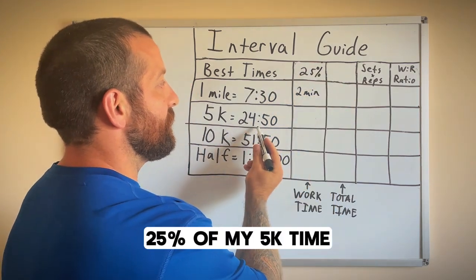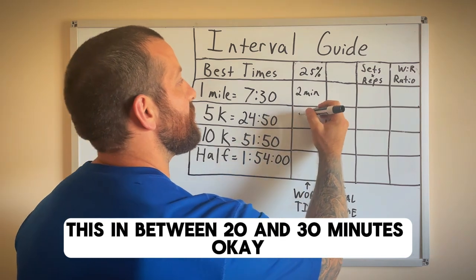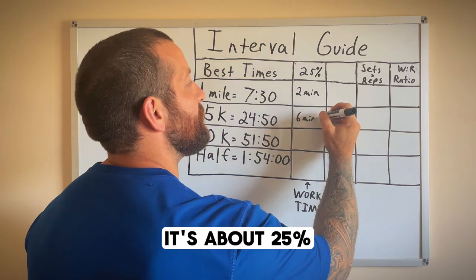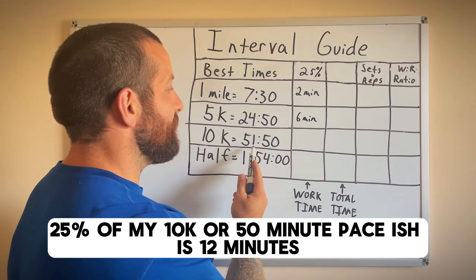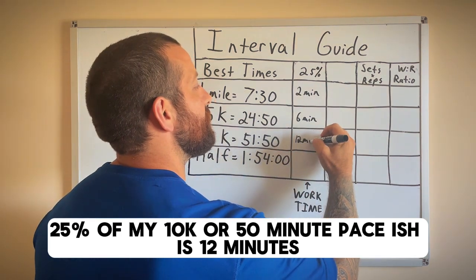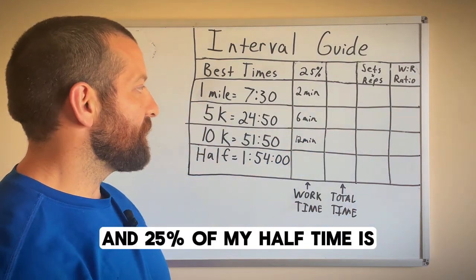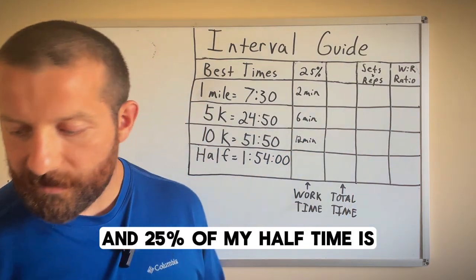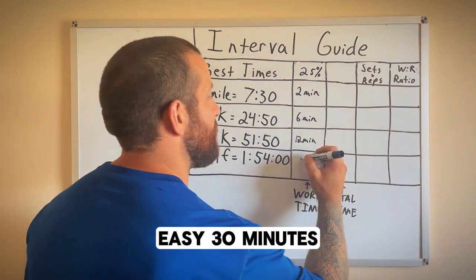25% of my 5K time, in between 20 and 30 minutes, is 6 minutes. 25% of my 10K, or 50-minute pace-ish, is 12 minutes. And 25% of my half time is, let me just look at my notes real fast. Easy, 30 minutes.